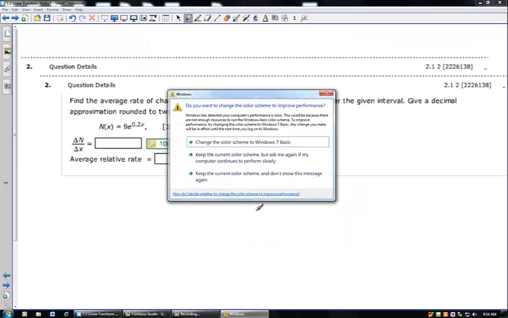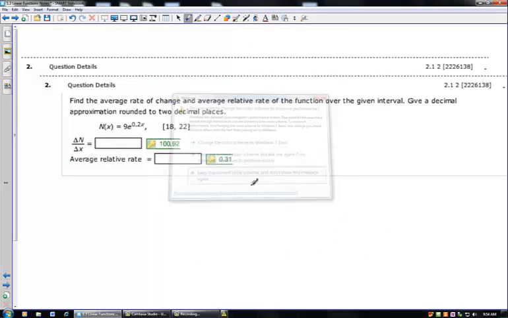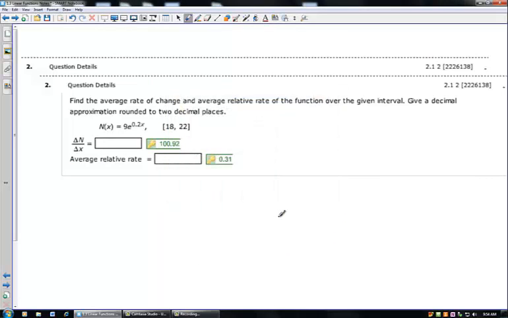Let's look at the average rate of change and relative average rate of change assignment. And this is usually the one you guys have trouble with, so this is number 2. And so on number 2, it says find the average rate of change and the average relative rate of change of the function over the given interval. Give a decimal approximation rounded to 2 decimal places.